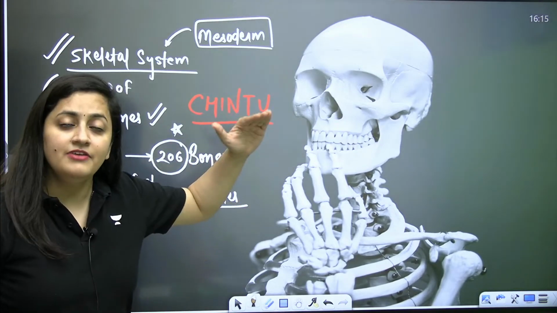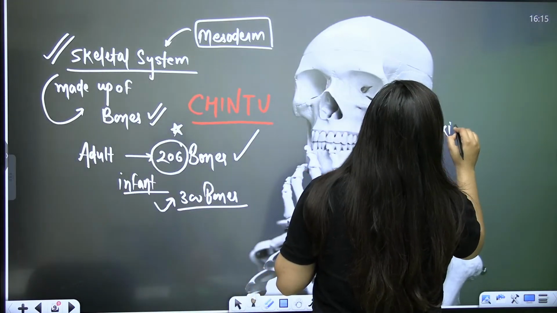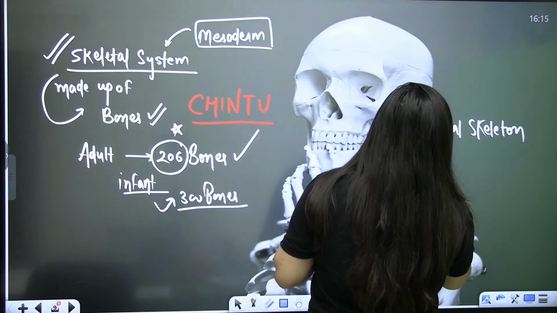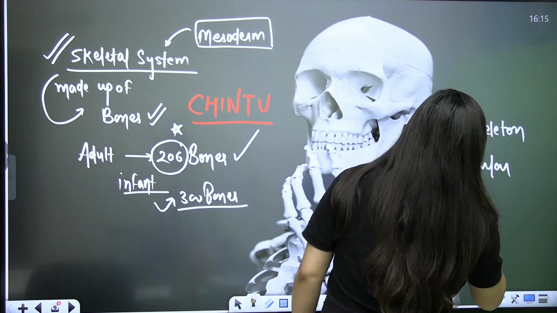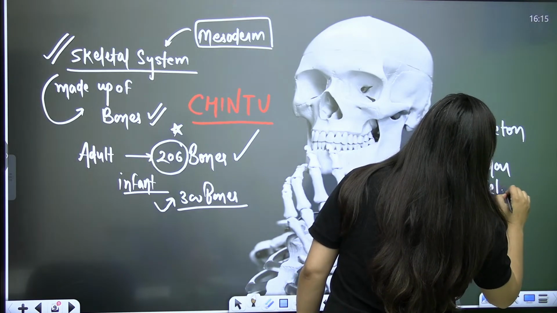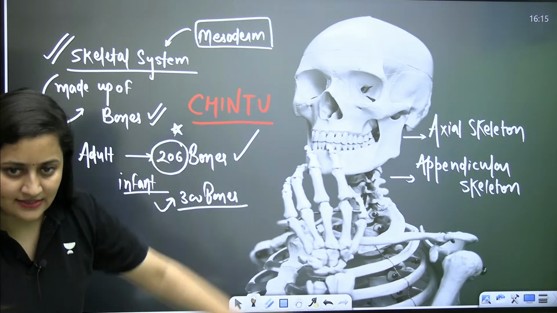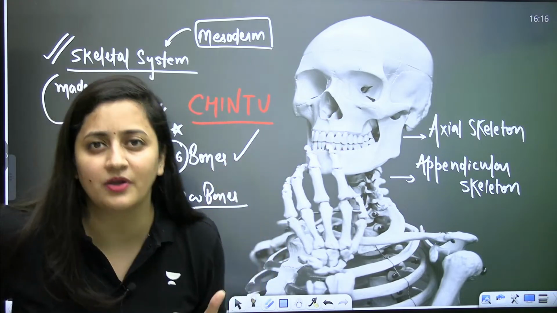So, basically, we are going to discuss our skeletal system in two ways. In two parts, we are going to divide it. One is your axial skeleton. Another is your appendicular skeleton. That's what we are going to cover: axial and the appendicular skeleton, right? So I will give you the flow charts here to revise this topic very quickly.